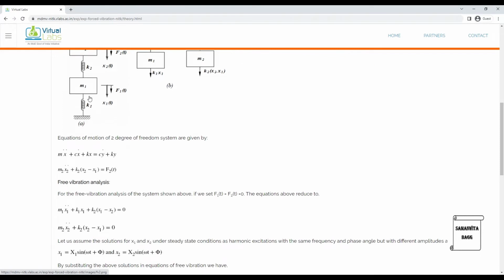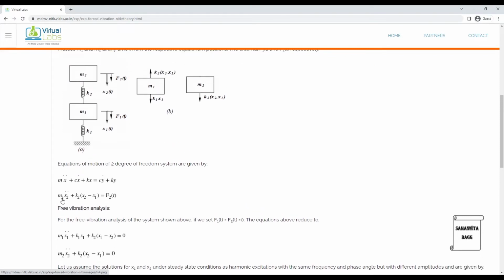Now when I talk about m2, it is here. This is m2 x2 double dot plus k2 times (x2 minus x1) is equal to F2(t). This is the force which is exerted at the second end.